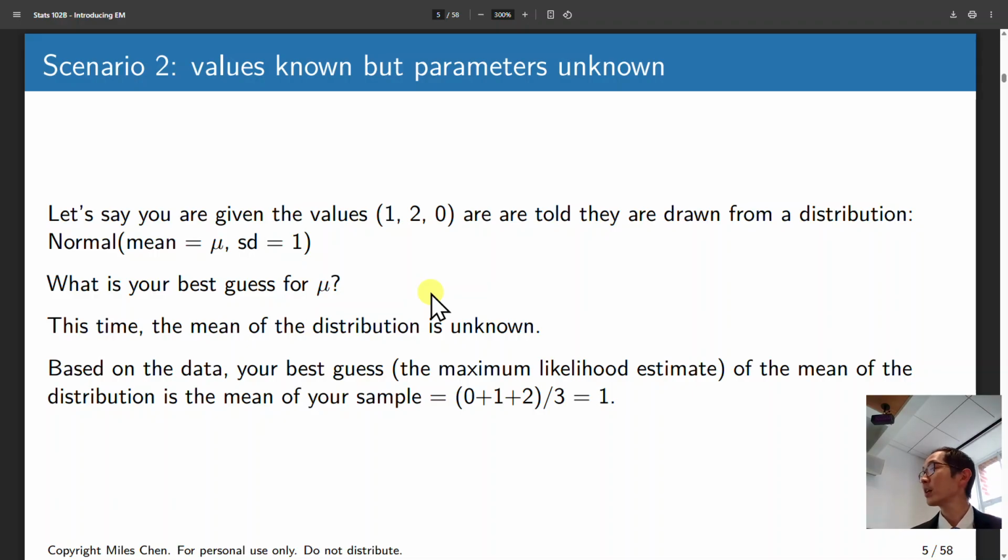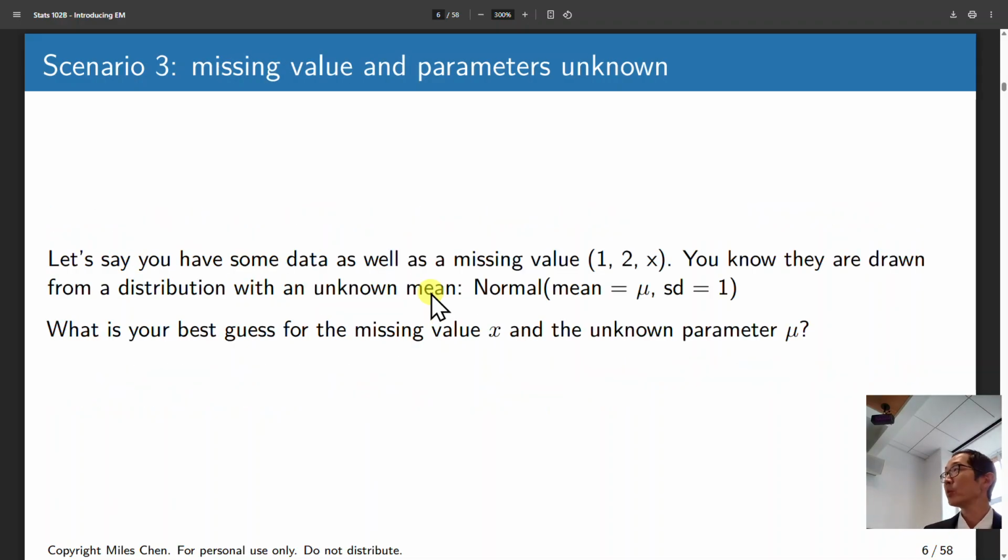Okay, so that's great. But what about this scenario? Let's say we have some data that have a missing value. So we have 1 and 2 and unknown value x. And I tell you they're drawn from a distribution. And this distribution is a normal distribution, but the mean of this normal distribution is unknown. So what is your best guess for the missing value of x and the missing parameter mu? And so this is a little bit trickier. And so we can take a kind of an iterative approach.